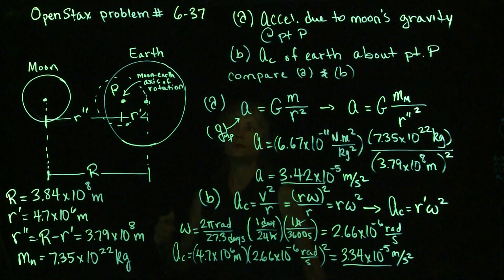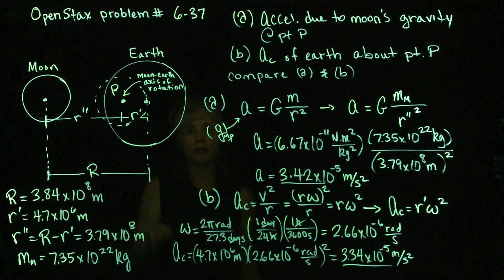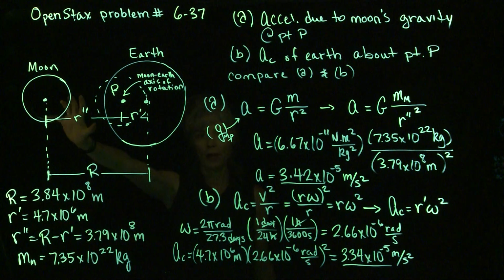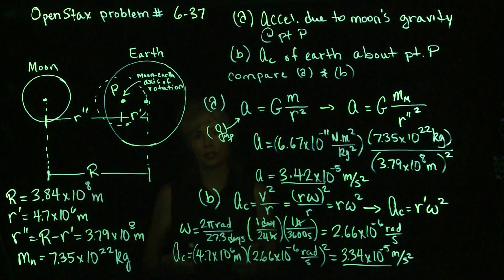Well, because the Earth is experiencing centripetal acceleration. So the center of the Earth is rotating about a circle. Why is it rotating about a circle? Because the force being exerted by the moon's gravity on the Earth is causing it to experience a centripetal acceleration. So the moon's force of gravity is acting as a centripetal force.